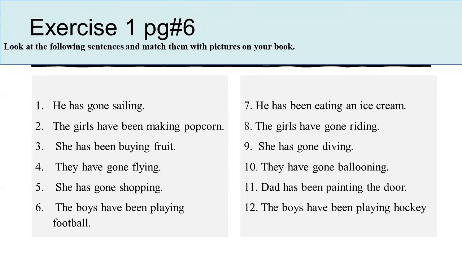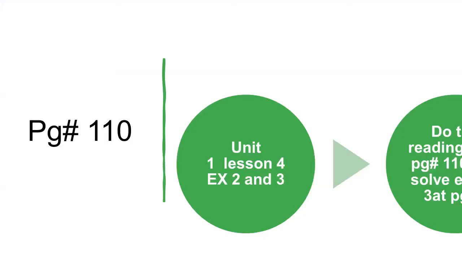Match these sentences to the pictures on page number 6, exercise 1, Oxford Progressive English. Now move to exercise 2 and 3 on page number 6. Exercise 2 and 3 both ask you to listen to your teacher and complete the task. This is very easy. Go to page number 110 of your Oxford Progressive, the same book. There you will find Unit 1, Lesson number 4, Exercise 2 and 3.